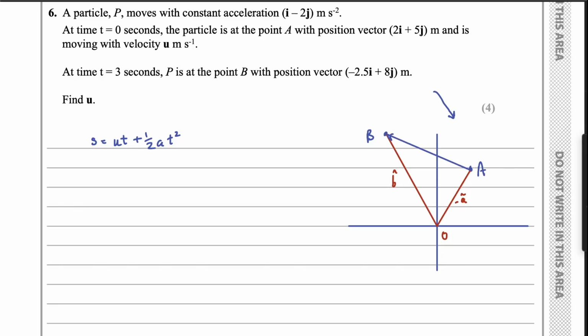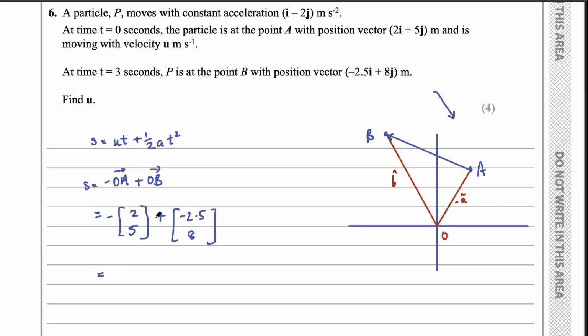Okay, so we can work that out. Let's say s equals negative OA plus OB. And I'm going to use column vectors to solve this. You don't have to, but I find it sometimes easier. So the position vector A in column vector form would be 2, 5, and that's a negative in this case. And we need to add on the position vector of B, which is negative 2.5, 8.